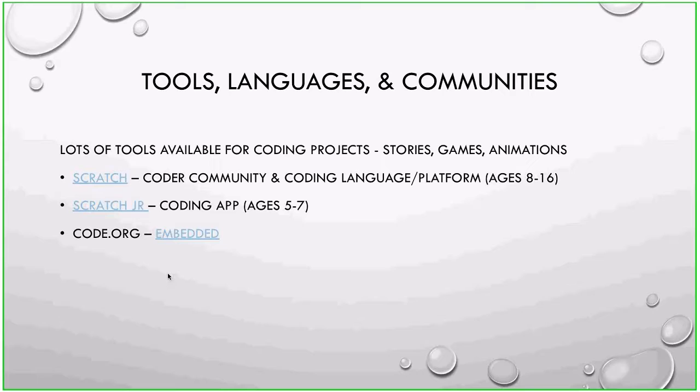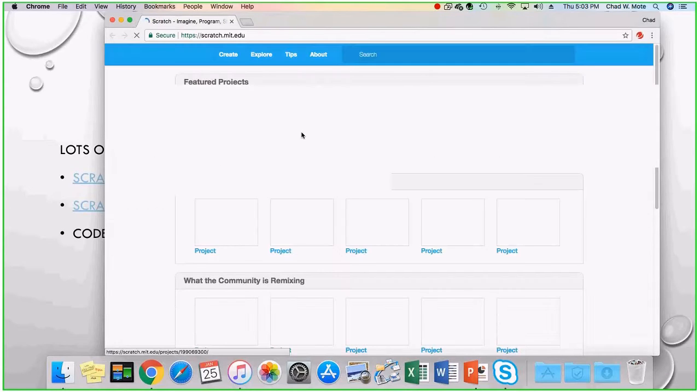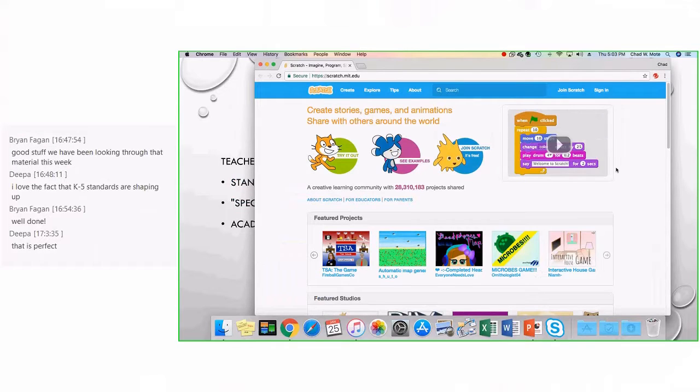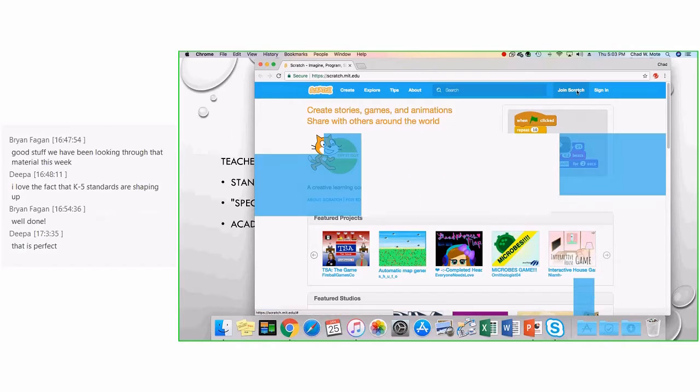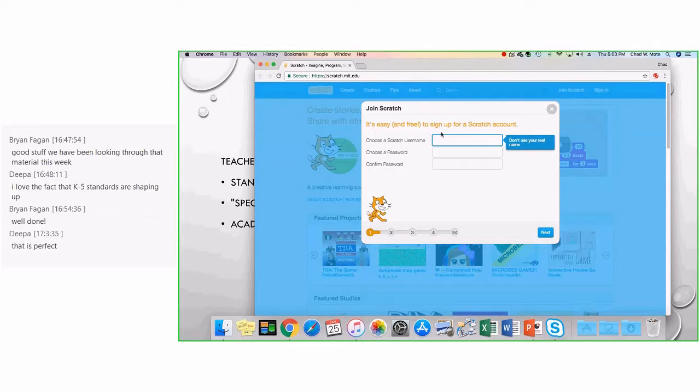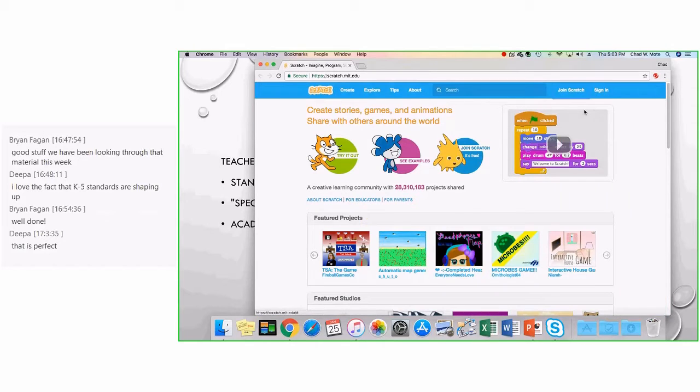And so just for homework, go ahead and create a Scratch account by the next time we meet. Next, which will be, I'll have to give you the date on that. But you'll go in and then choose your Scratch username and a password, and then we'll get started.